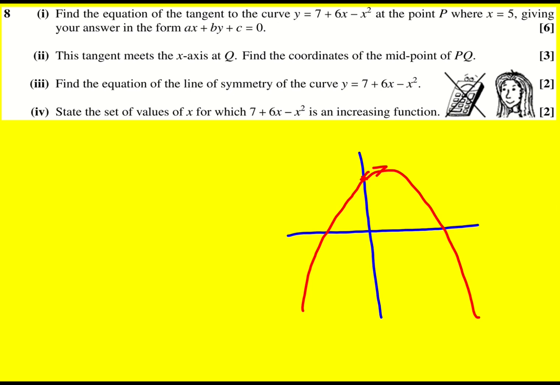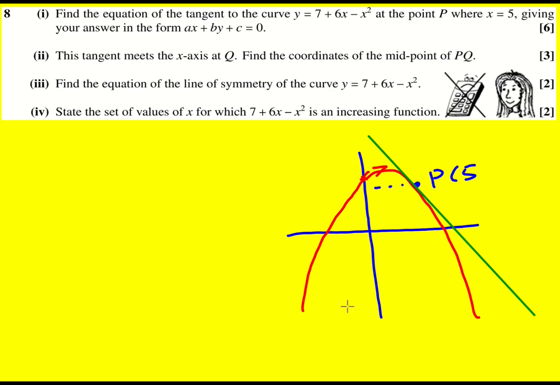Now, we're told to find the equation of the tangent at the point where x is equal to 5. So let me say that's here. So I'm looking for a straight line that will just touch at that point, maybe like that. And we're told P is equal to 5. So to get the equation of the tangent, essentially we have to use the fact that the curve and the tangent have the same gradient at P, and they have the same y value.